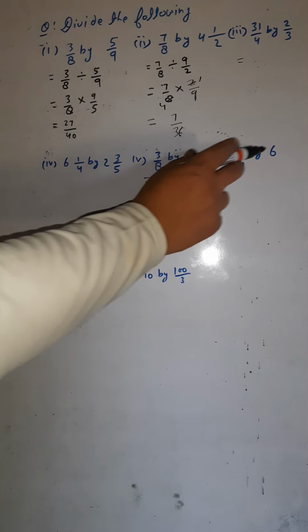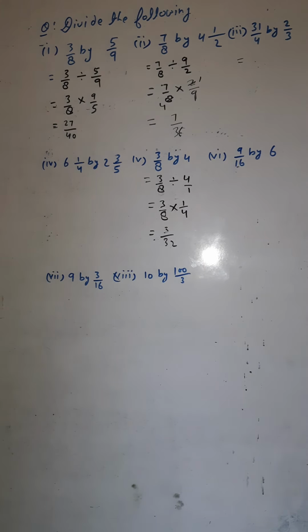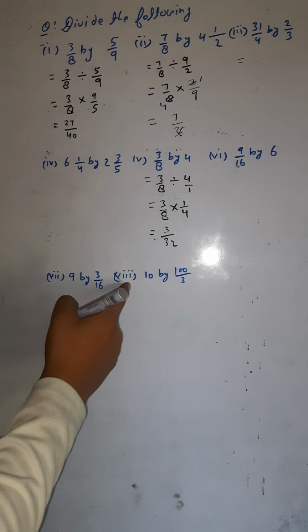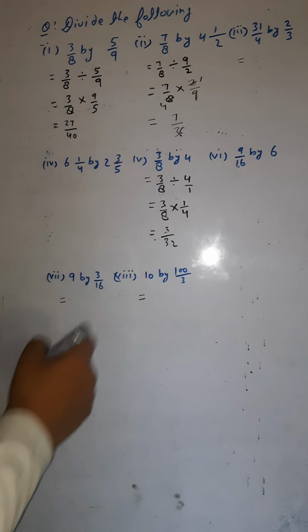9 by 16 is to be divided by 6. 6 can be written as 6 by 1. In a similar way, we have to do this question also. Okay. Let's do this one question. How would you do this question also? Let me tell you the 8th question. It is similar to the 7th one. 7th and 8th are both similar. Let me tell you this one.